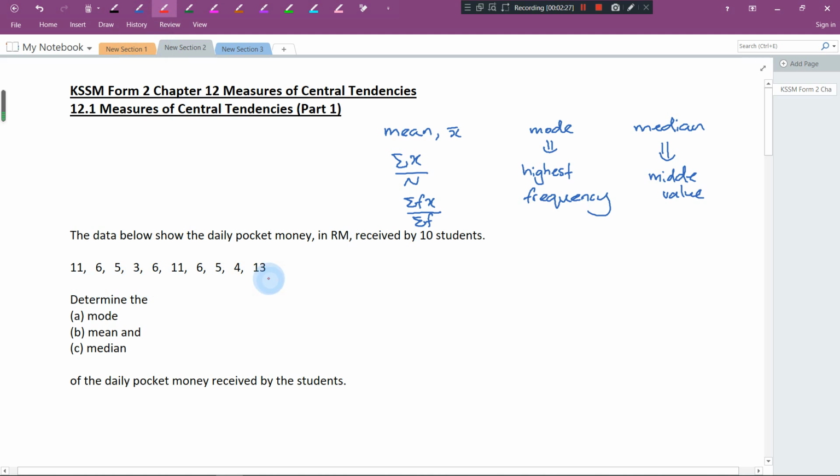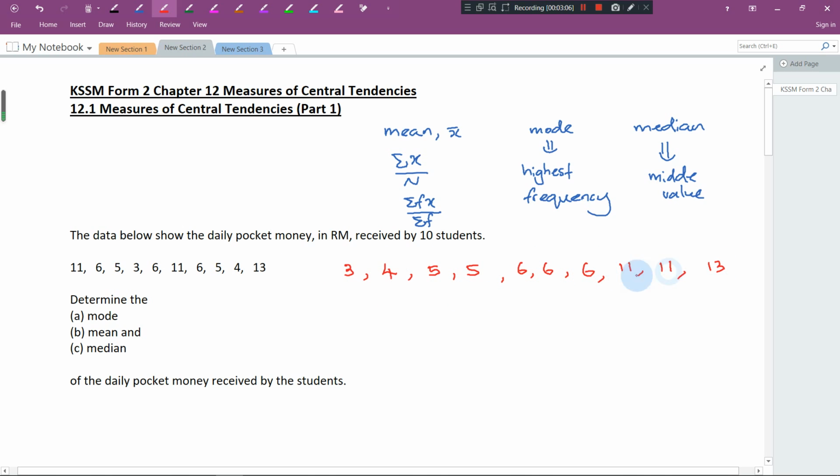So let me arrange this data in ascending order first, from the smallest to the largest. The smallest will be 3, and I have 1 time only. Then go to 4, 4 one time. Then 5, I have 2 times, meaning the frequency for 5 is 2. And 6 I have 3 times. The frequency for 6 is 3. And then I have 11, 2 times. And the last one is 13.